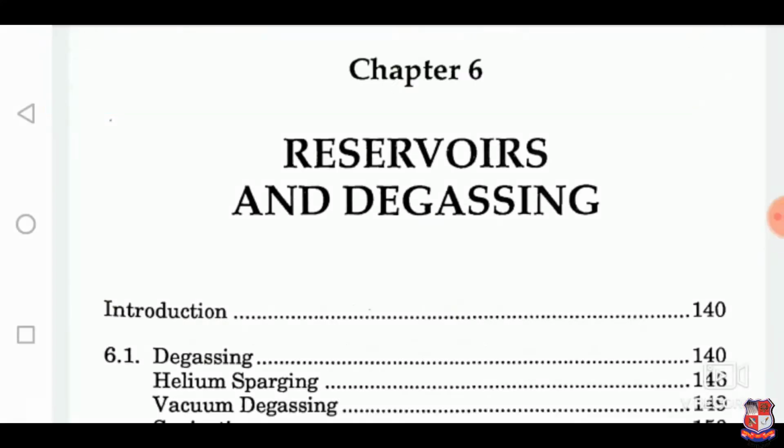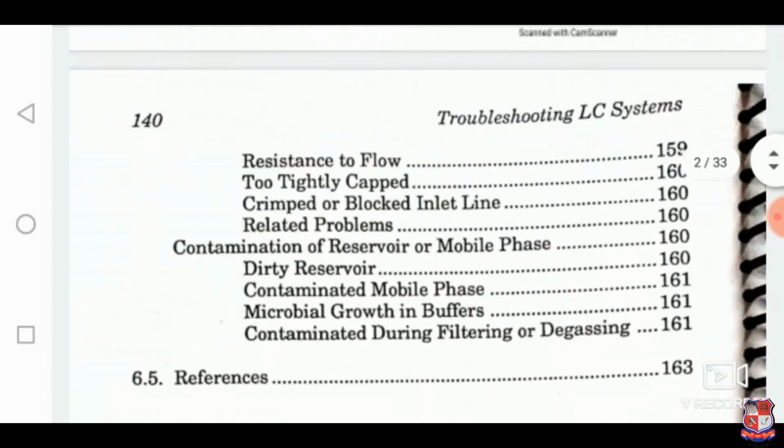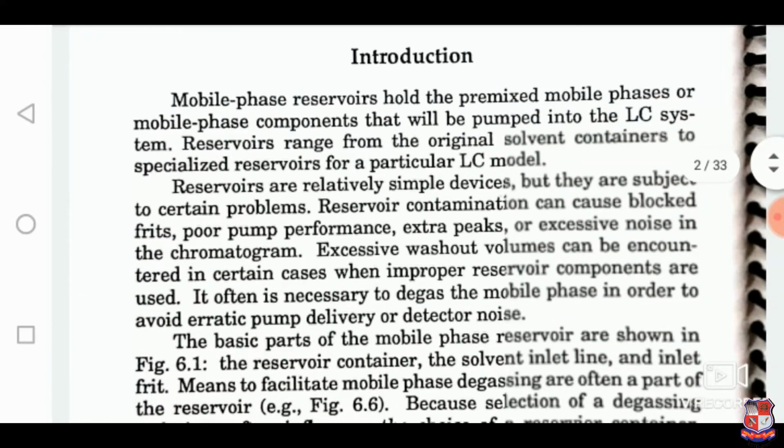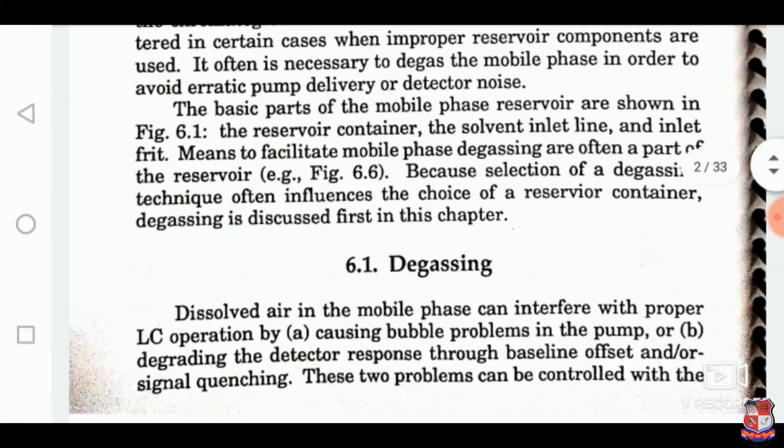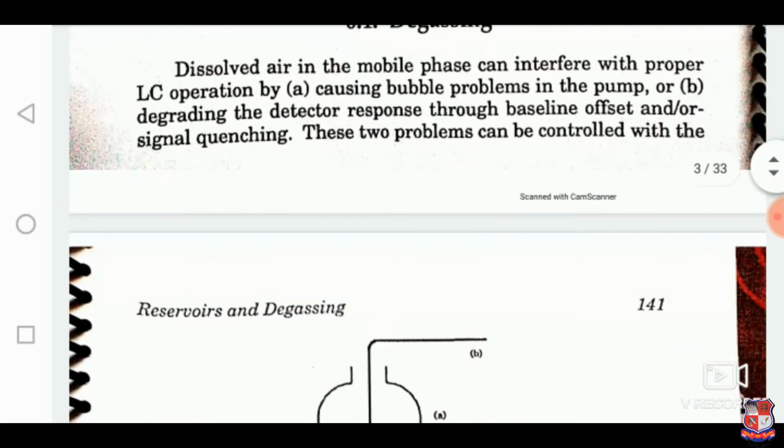Students, today we'll discuss troubleshooting problems in reservoirs and degassing. These are the contents. Introduction. Degassing is the main part of the mobile phase in LC operation. Dissolved air gases might be a problem, which causes bubble problems and degrades the detector response.